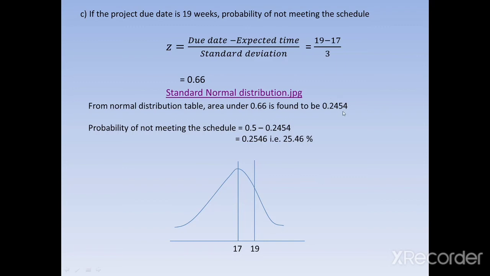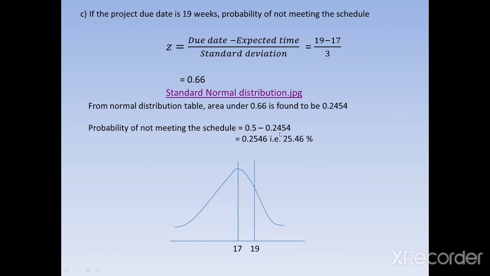Now this 0.2454 is the area between 17 and 19. We want the area on the right side of 19. The entire area on the right side of 17 is 0.5, and from 17 to 19 it is 0.2454. So to find the probability of not meeting the schedule, how do we calculate this?